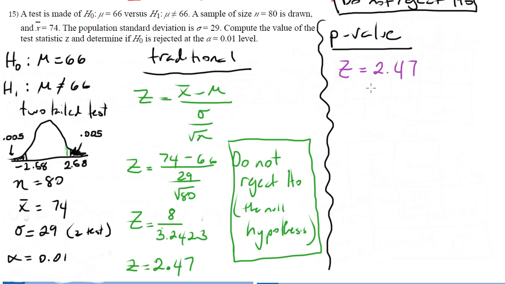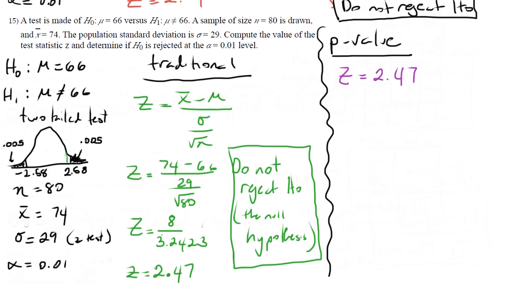It's our test value. So we're looking for Z is 2.47. Let me draw this out. So here's 2.47. Remember, this is two-tailed, right? This is two-tailed because the mean is not equal to. So I need this area or this area. Either or I can find, right?